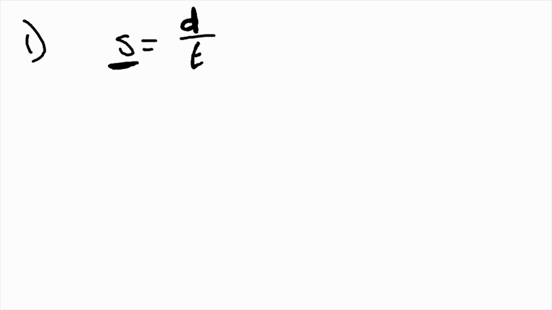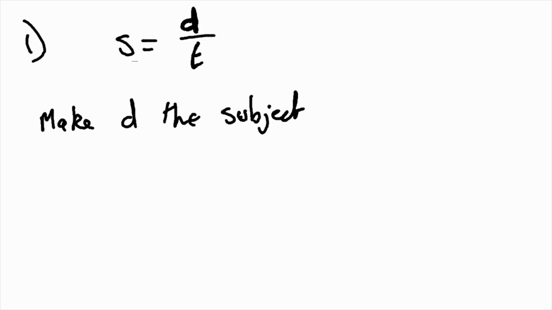Now we do this like we would do solving equations. So the question here is, how about if we want our distance when we know our speed and time? And the way this would be written is make d the subject. So we want to make d the subject. In other words, we want a formula where it says d equals. So how do we get from s equals d divided by t down to this stage?